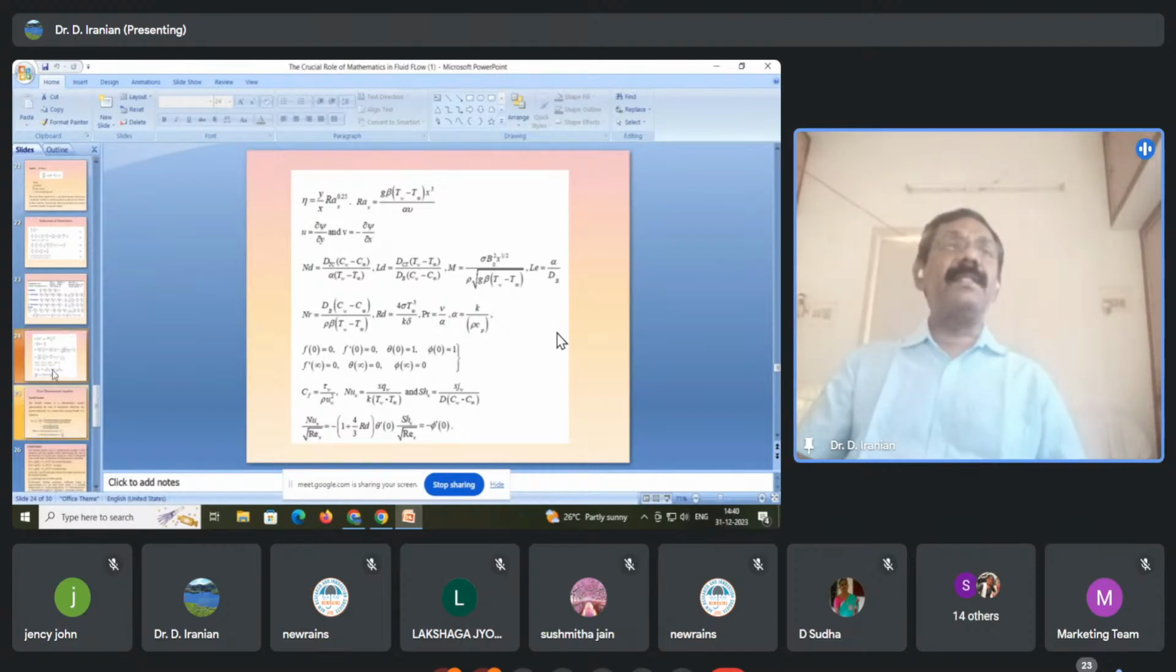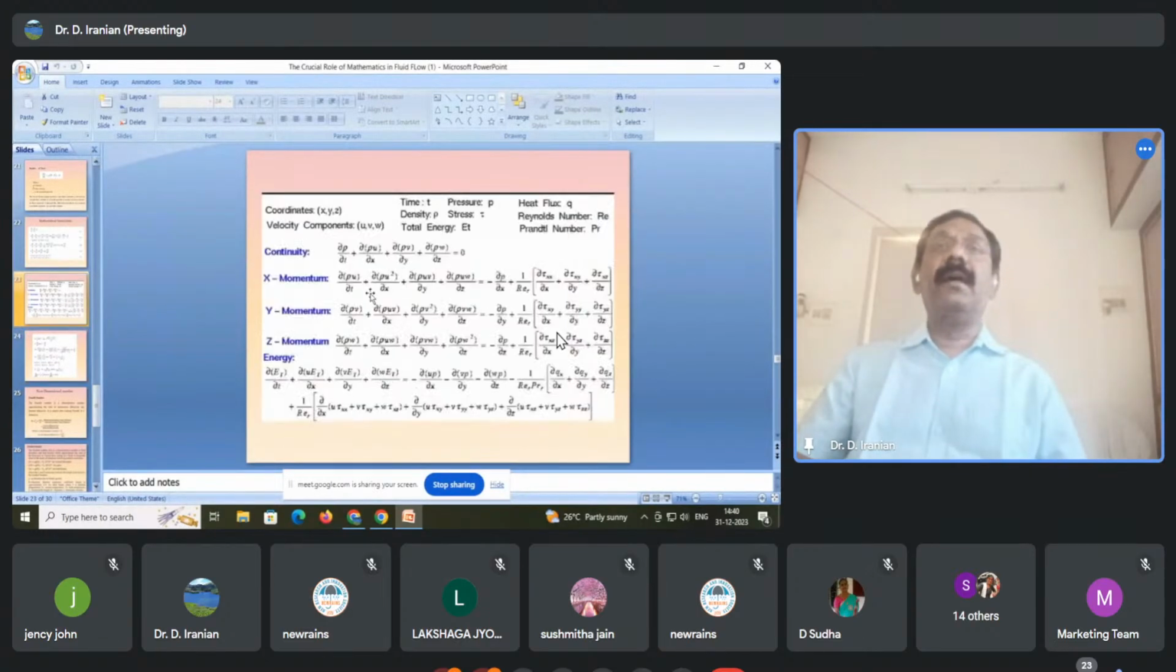This is another example I'm giving. This one is actually a 3-dimensional problem. In every equation, the first term we can see here is dou rho by dou t, dou rho u by dou t. With respect to t, we are differentiating. So here t occurs. That means this is a 3-dimensional unsteady state problem.